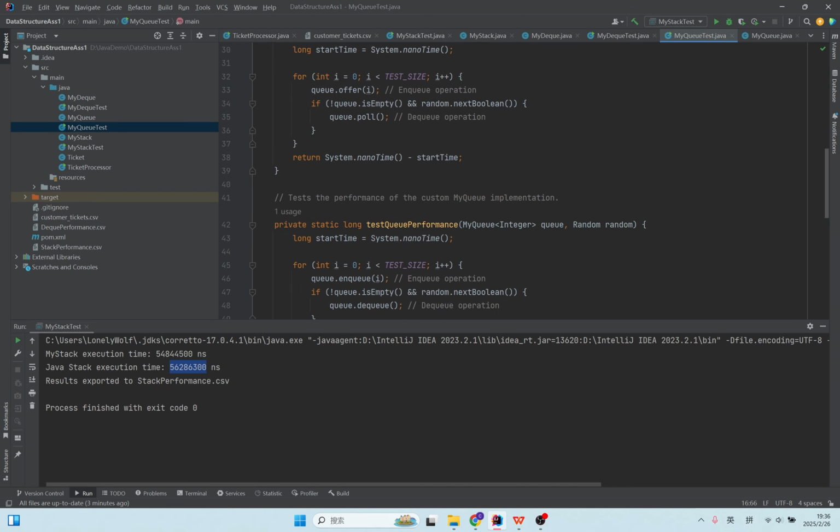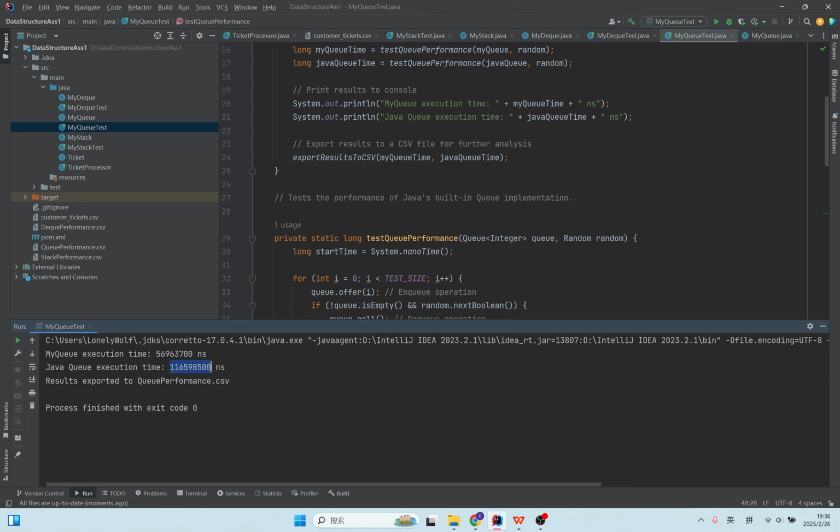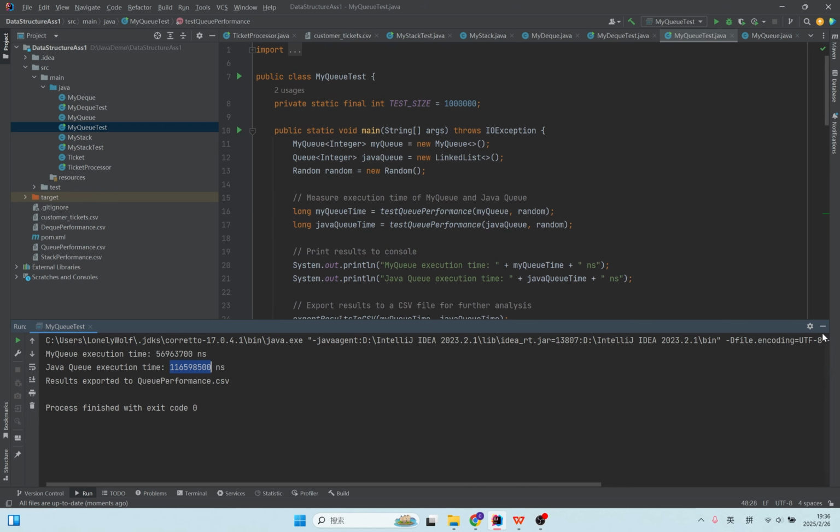It's just the same as the stack. I have tested enqueue and dequeue for 1 million times. Let's see the efficiency. It is very interesting that our queue is much faster than the official Java queue. So it means that the queue we implemented is to some degree very good.